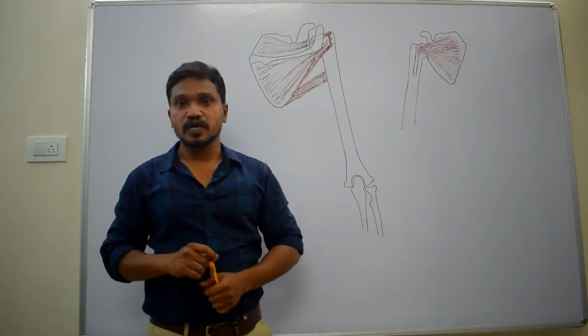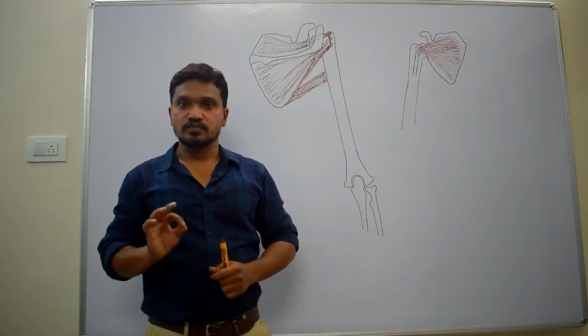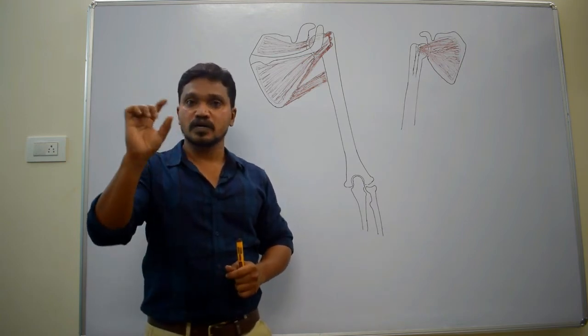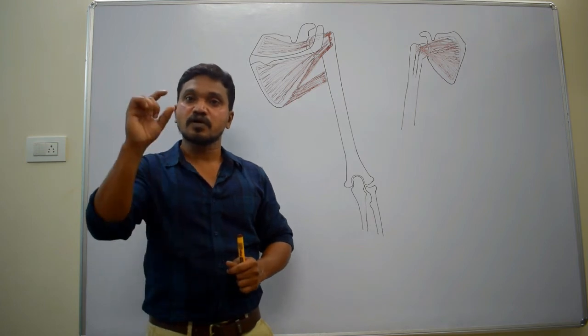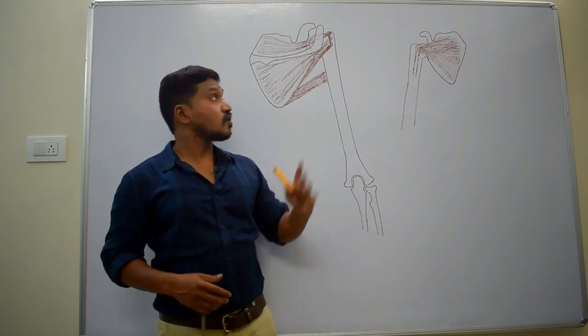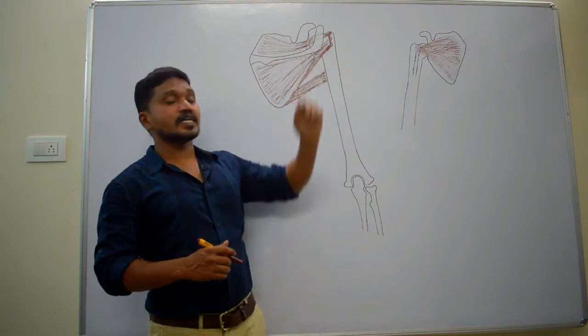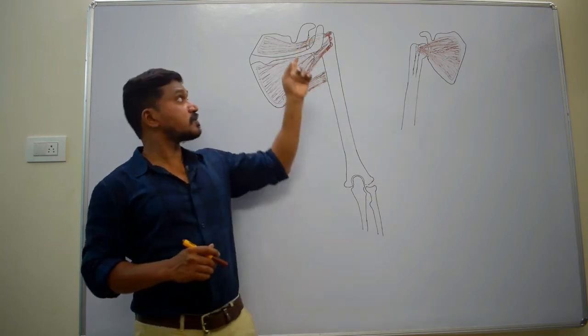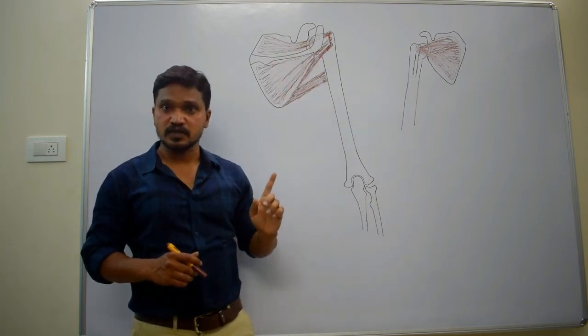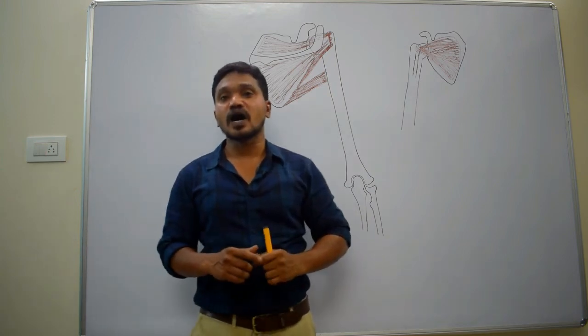Then, what is the nerve supply of it? Suprascapular nerve. Of course, it is a branch from the upper trunk of the brachial plexus at the level of Erb's point. Then we can say one more applied aspect, supraspinatus tendinitis. Inflammation of the tendon of supraspinatus, which leads to painful arc syndrome.